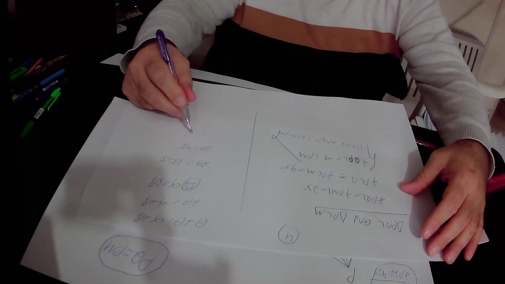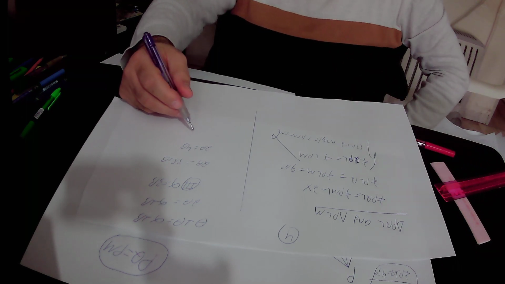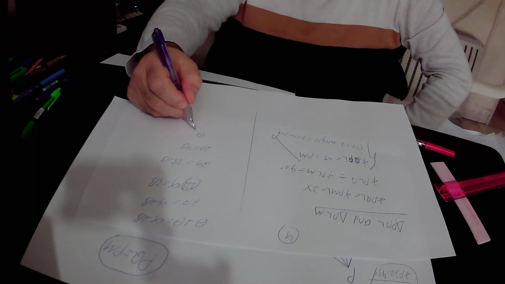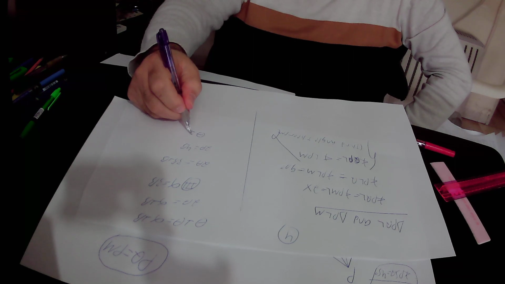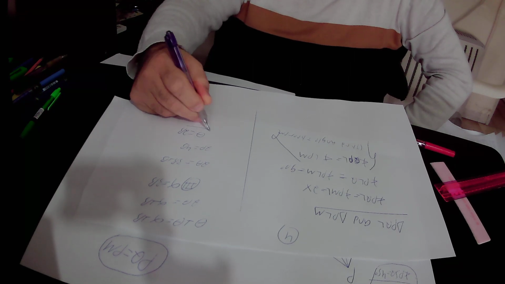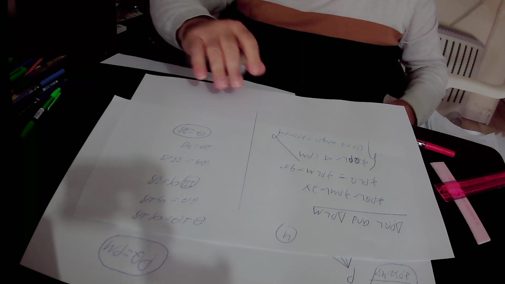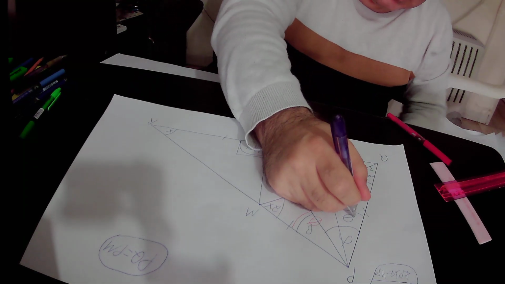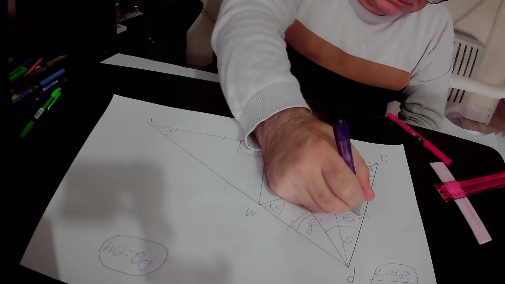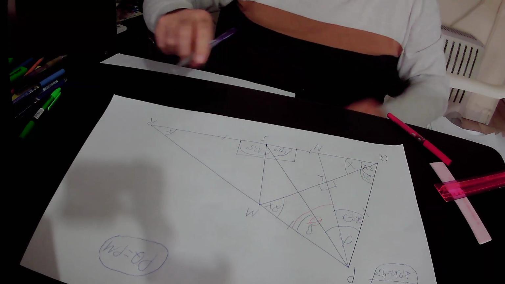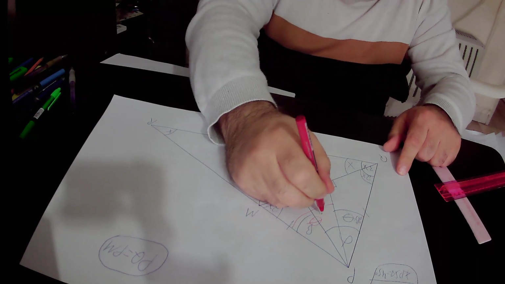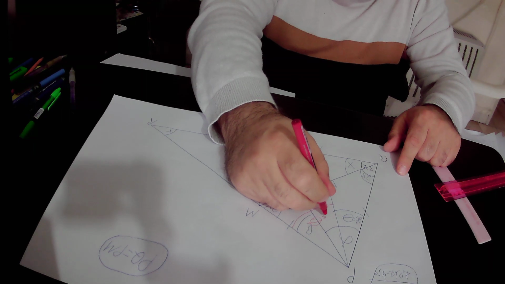Here we will divide this equation by 2 and we will get that theta equals 4 beta over 2, which is 2 beta. 4 over 2 is 2, so theta equals 2 beta. We found out that theta equals 2 beta. So here we can write down that theta equals 2 beta, and also here we will write that theta equals 2 beta.